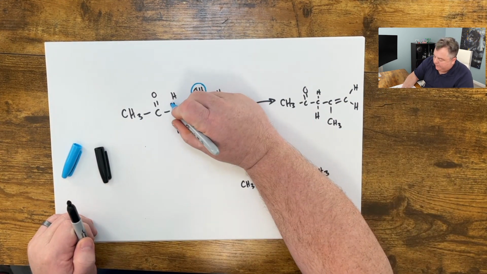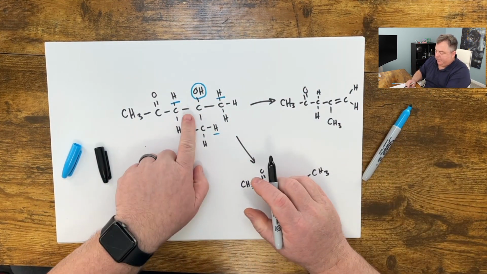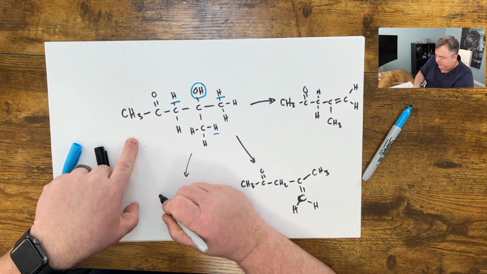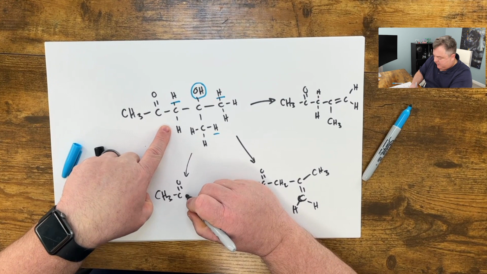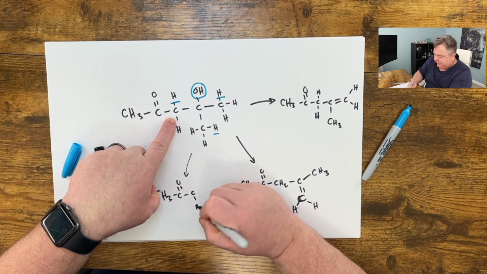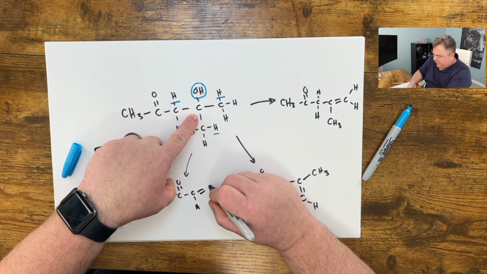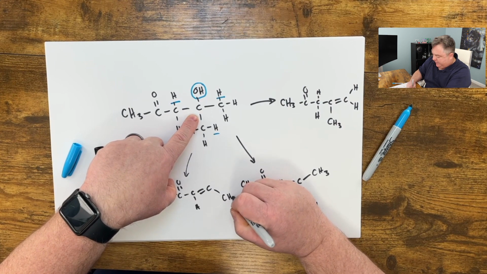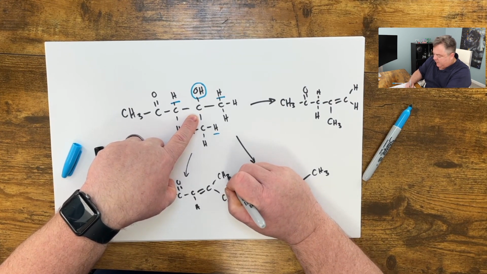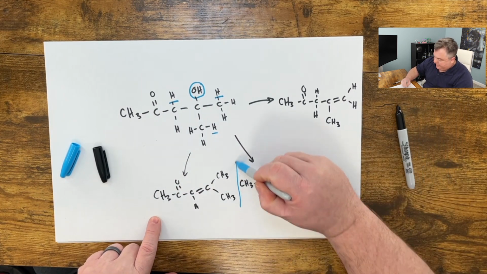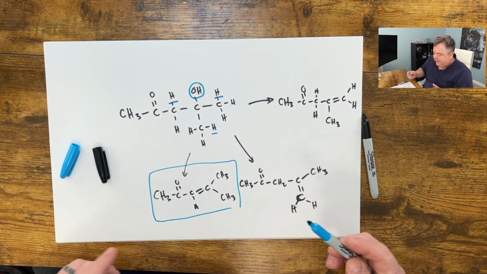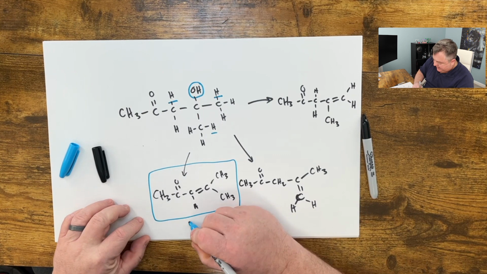If I pulled off one of these hydrogens to lose water, I'll make a double bond here. CH3, C double bond O, carbon with one hydrogen, double bonded to a carbon with two methyl groups. Those are the three possibilities. But I like this one the best, and it's because it is conjugated.